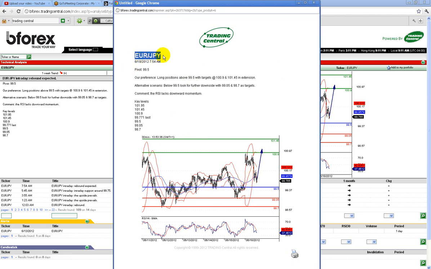Now, we have here the title, which is the Euro GPY, the date, which was today at 7:54 a.m. Eastern Time, US and Canada.